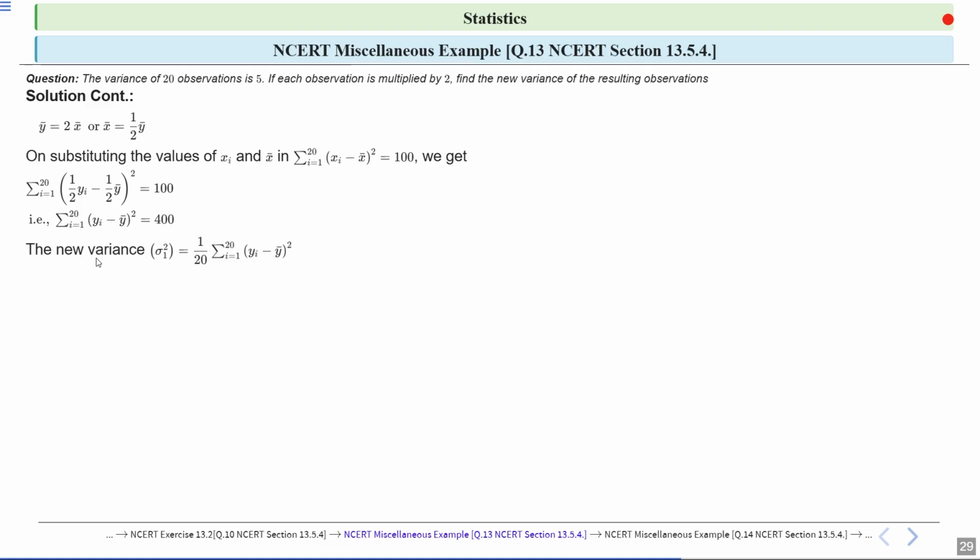So now the new variance sigma 1 square equal to 1 divided by 20 times summation from i equal to 1 to 20 of yi minus y bar whole squared. It implies sigma 1 squared equal to 1 divided by 20 times 400, and this is 20. Thus the variance of the new observation is 20, that is 2 square times 5.